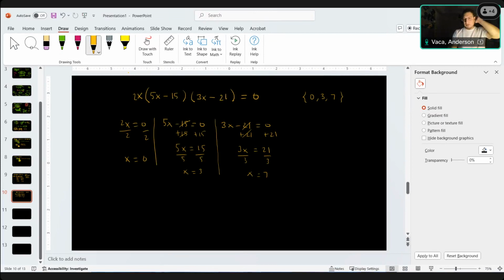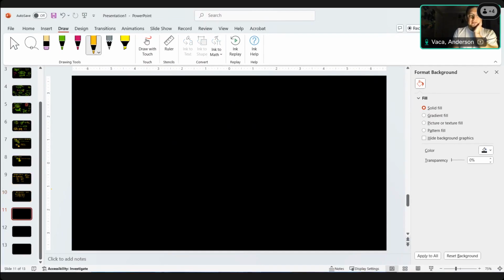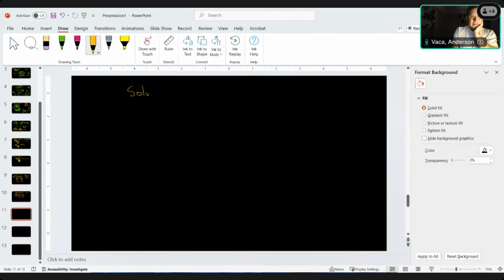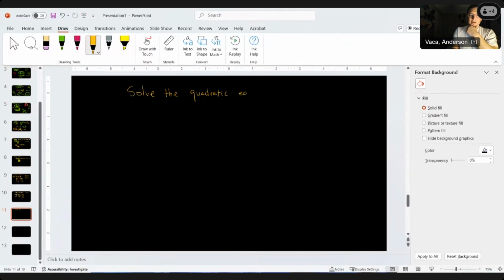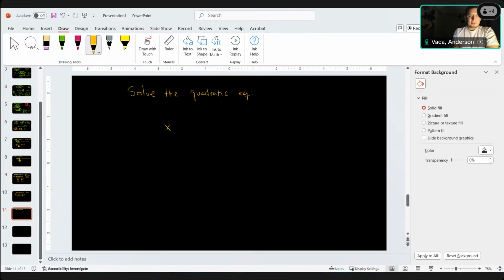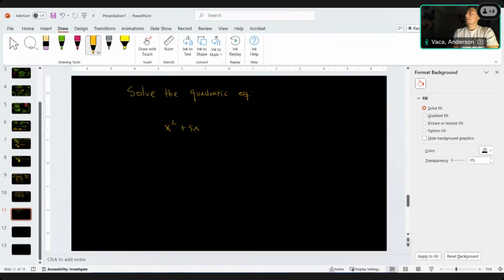And so let's go ahead and do the example that they had. Let's do something like this. Now solve the quadratic equation. And let's say we got something that looks like this: x squared plus 5x plus 4 is equal to 0.